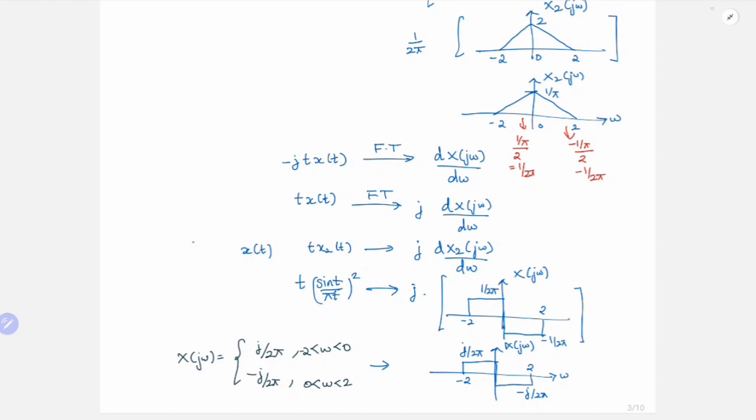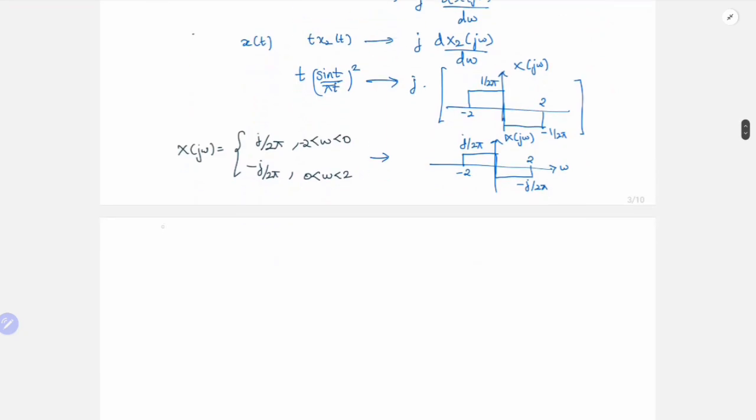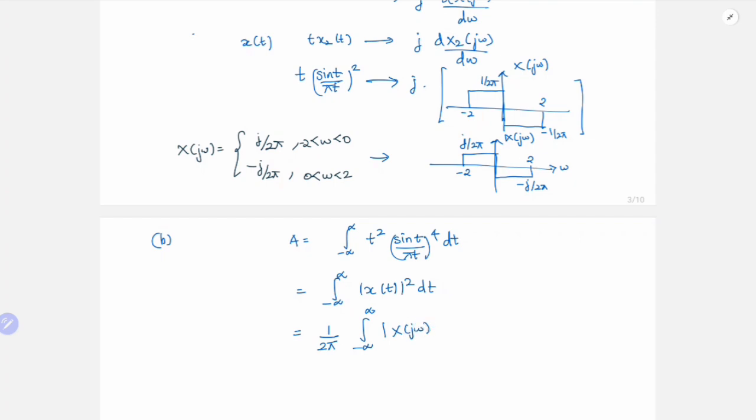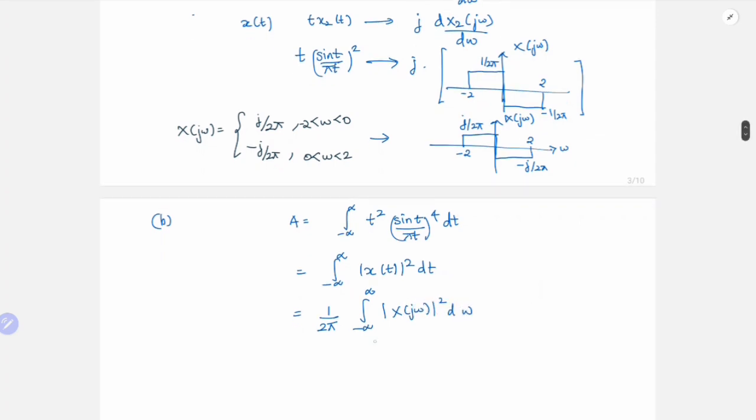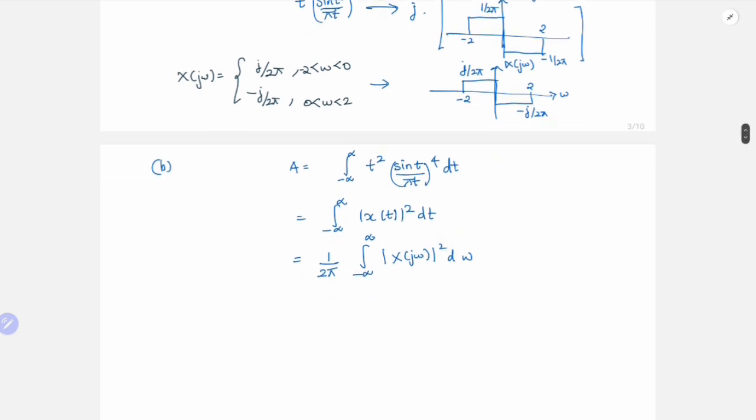So I'll open a new page. Yeah, so part B: A is equal to the integral from minus infinity to infinity of t square (sin t by pi t) whole power 4 dt. So this is nothing but the integral from minus infinity to infinity of mod x of t whole square dt. And this is going to be 1 by 2 pi integral from minus infinity to infinity of mod X of j omega whole square d omega, right? So we know our mod X of j omega whole square.